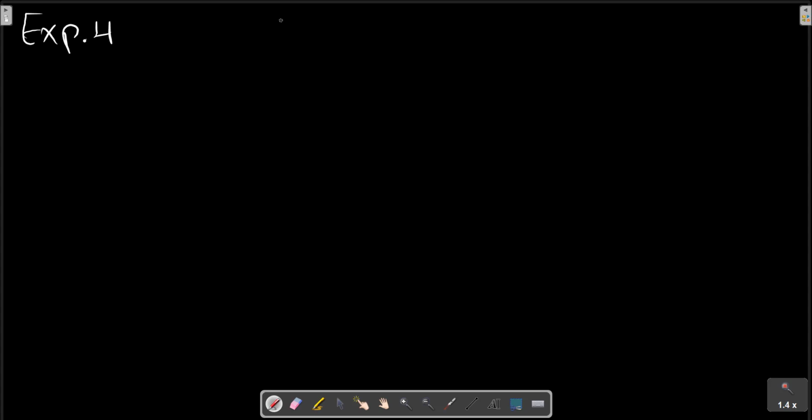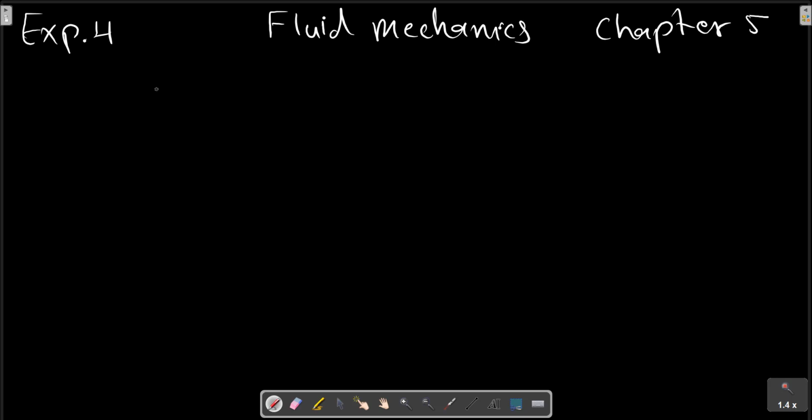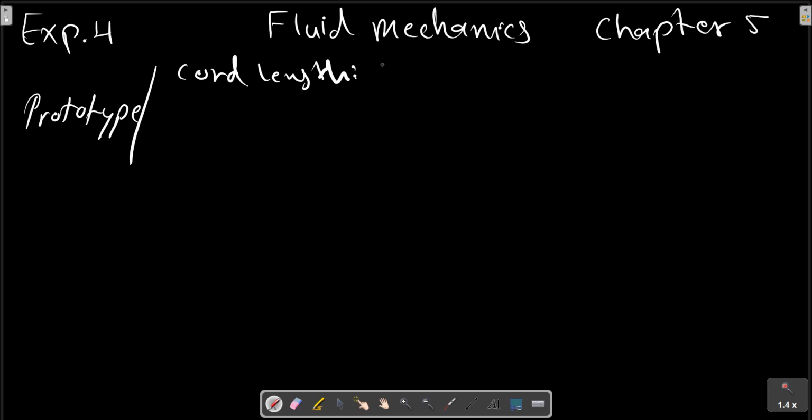Example 4, Fluid Mechanics, Chapter 5. A prototype airplane with a chord length of 1.6 meter is to fly at Mach number equal to 2 at the altitude of 10 km standard altitude.